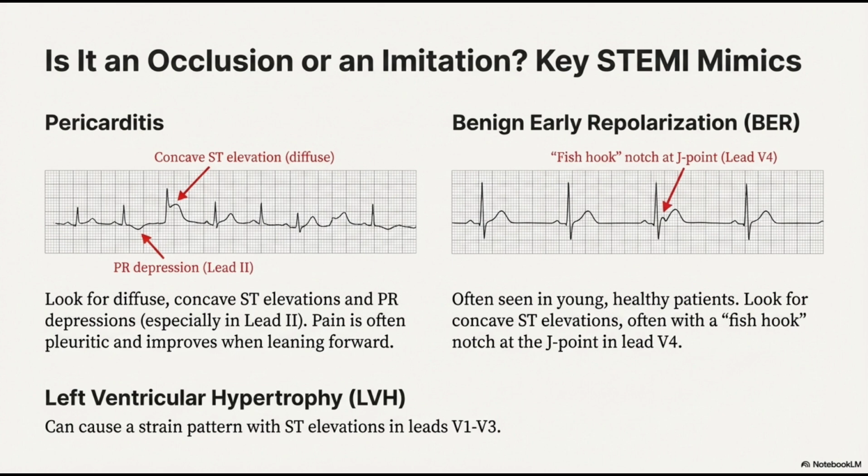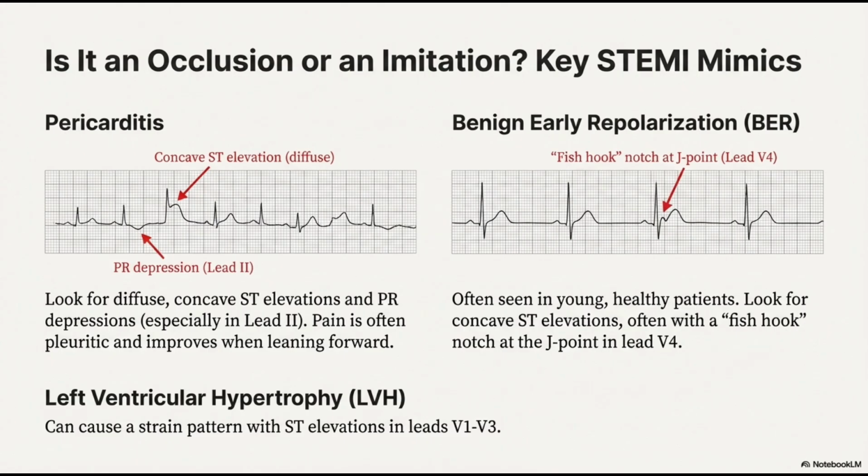Pericarditis is inflammation of the heart sac. On the ECG, you look for elevation that is diffuse, meaning it's widespread across many leads. And most importantly, the morphology is concave. It arches downward like a wide smile. Okay, a concave smile. You'll also often see generalized PR depressions, especially in lead 2. And clinically, the pain is usually pleuritic, sharp, worse when they breathe in, and it often gets better when the patient leans forward. And what about benign early repolarization, which we mentioned earlier with younger patients?